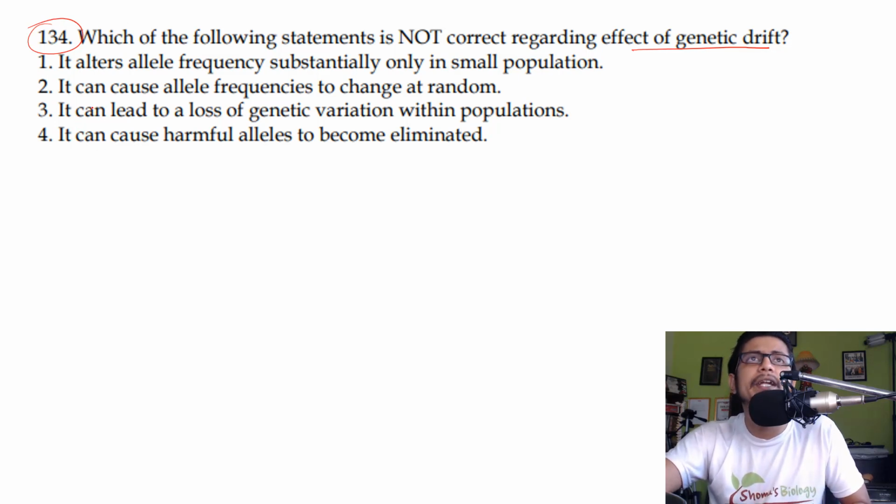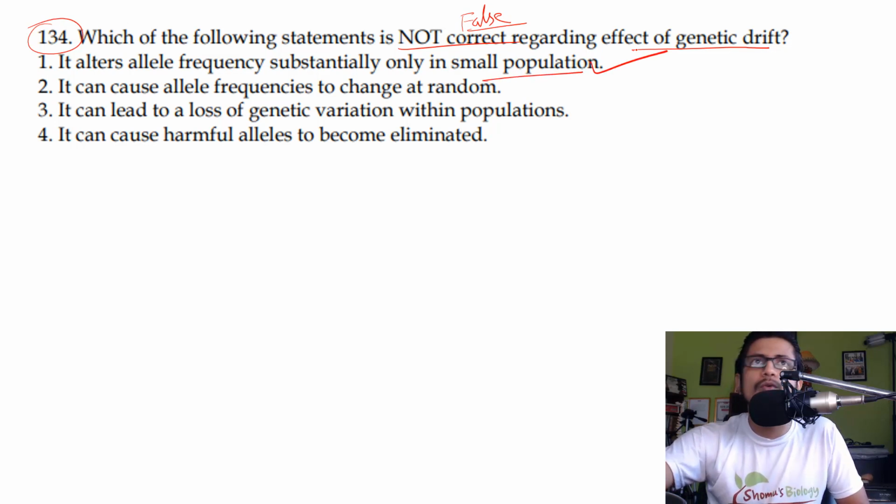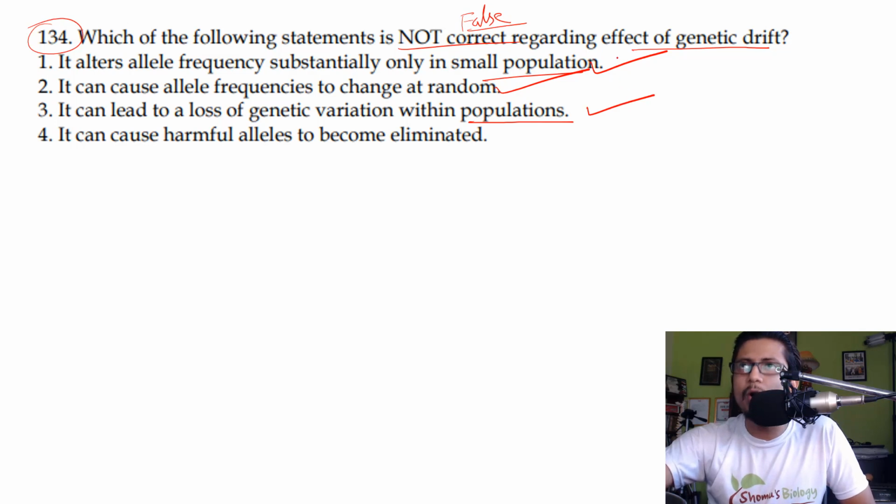Like this one, if I read it: which of the following statements is false regarding the effect of genetic drift? It alters allele frequency substantially only in a small population. True. It can cause the allele frequency to change randomly. Right. It can lead to a loss of genetic variation within a population. Right. All three are right. Obviously the fourth one is wrong. So, it can cause harmful alleles to become eliminated.